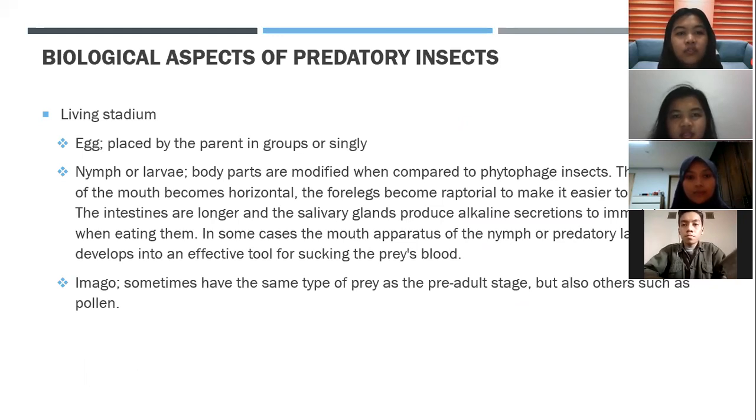The position of the mouth becomes horizontal, the forelegs become fossorial to make it easier to catch prey. The intestines are longer and the salivary glands produce alkaline secretion to immobilize prey when eating them. In some cases, the mouth apparatus of the nymph or predatory larva develops into an effective tool for sucking the prey's blood. Imago sometimes have the same type of prey as the pre-adult stage, but also others such as pollen.